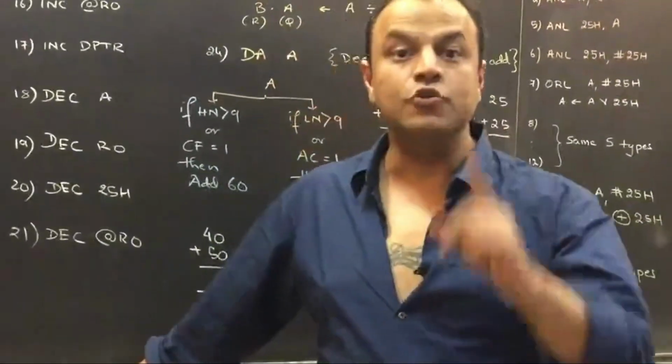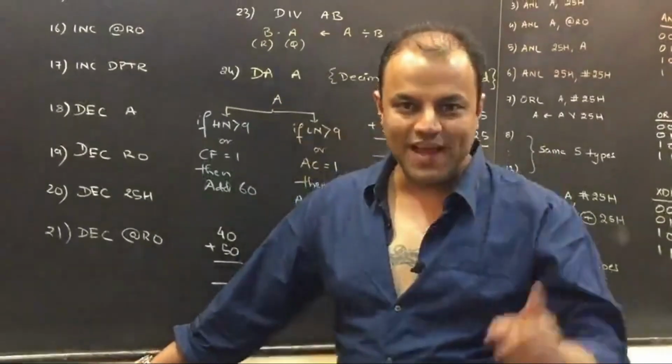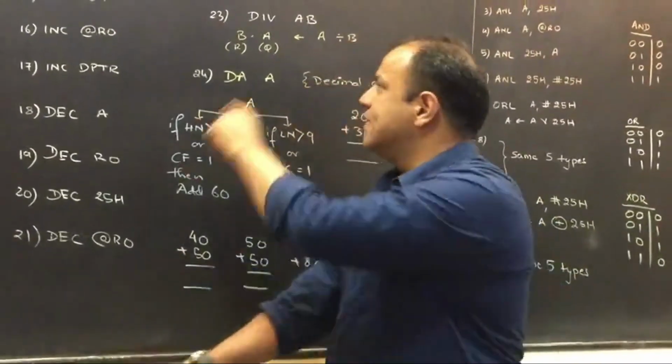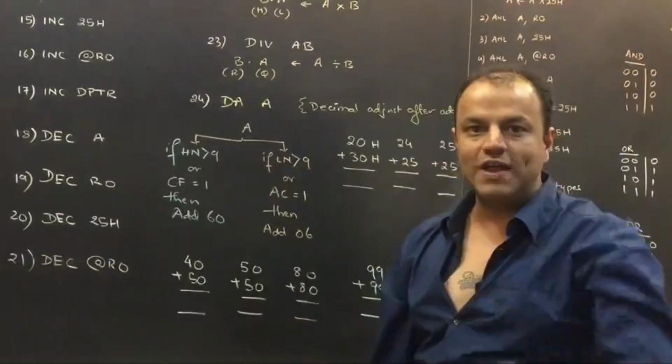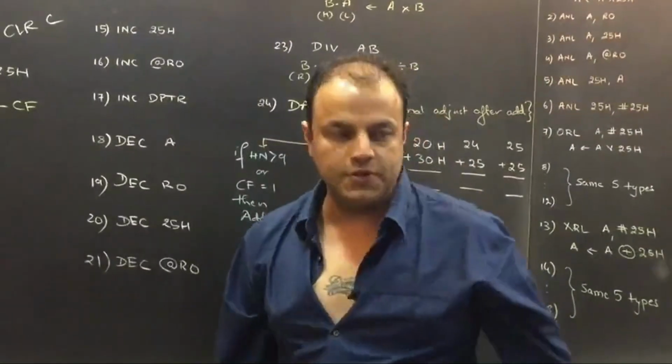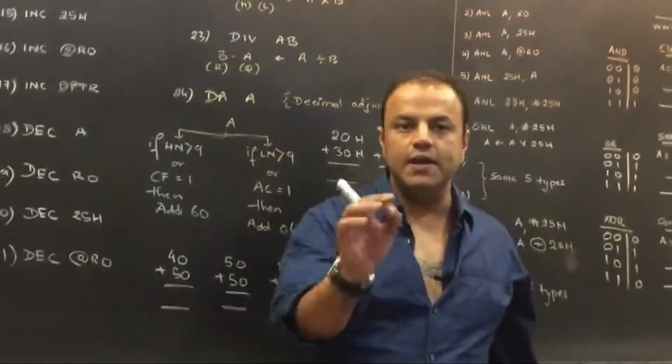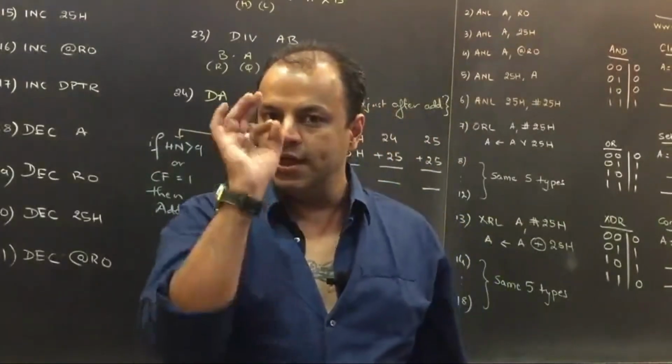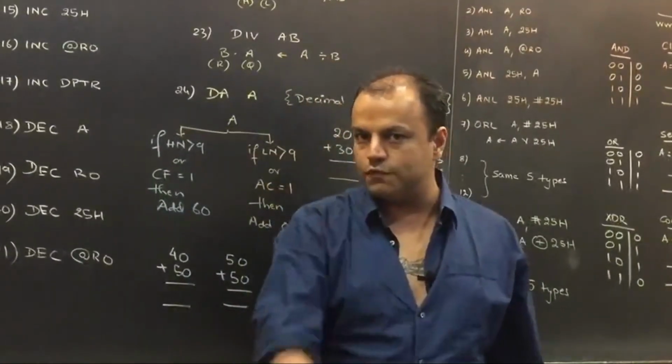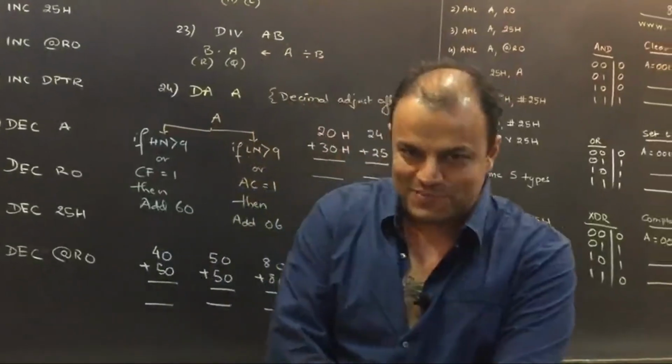And yes, something happens: the overflow flag. If you remember the flag register, there is a flag called overflow flag. The moment you perform division by 0, the overflow flag will become 1 to indicate that you've done division by 0. Otherwise, the overflow flag will be 0, indicating that you've done normal division. Are you clear? In the DIV AB instruction, the overflow flag indicates whether you've performed division by 0 or not.